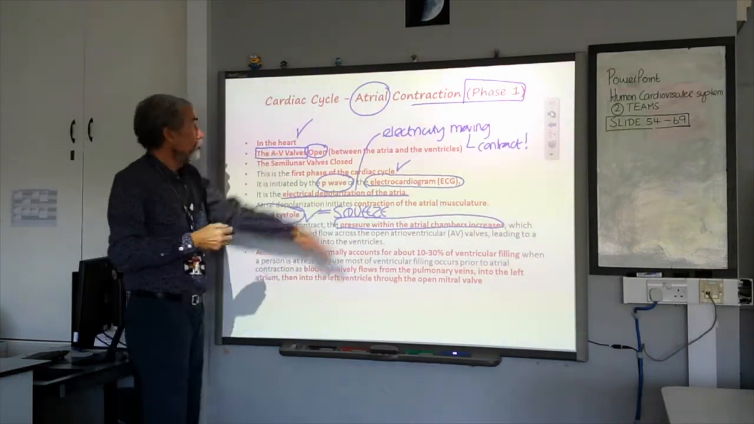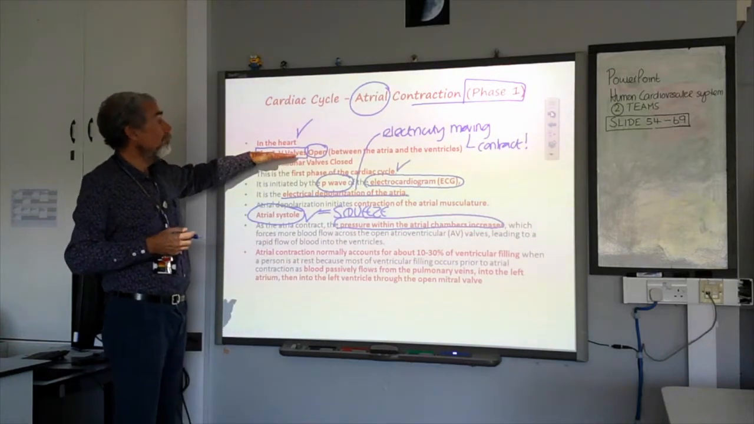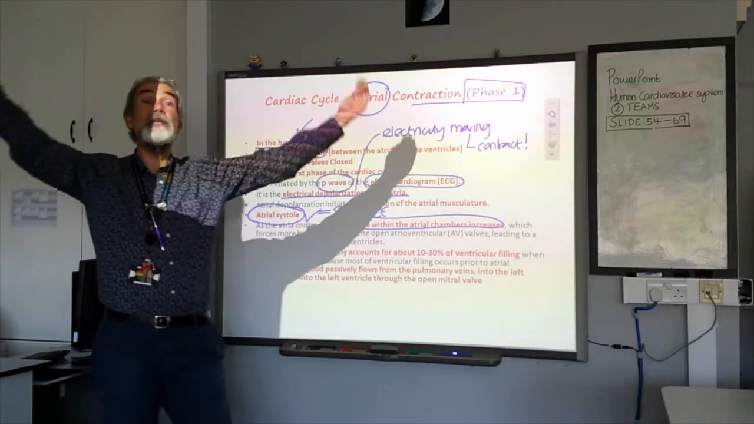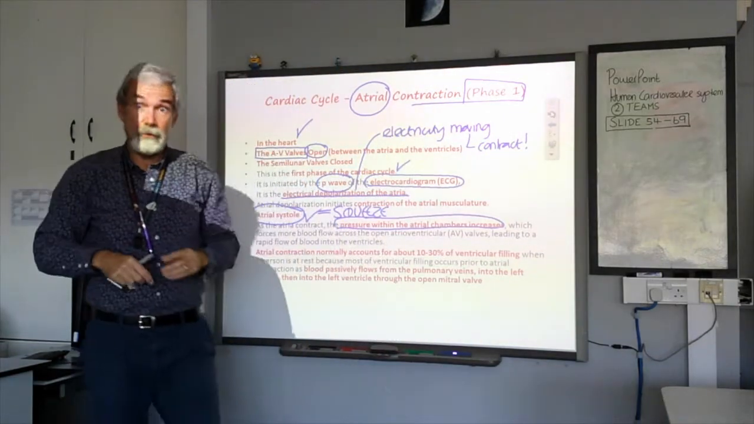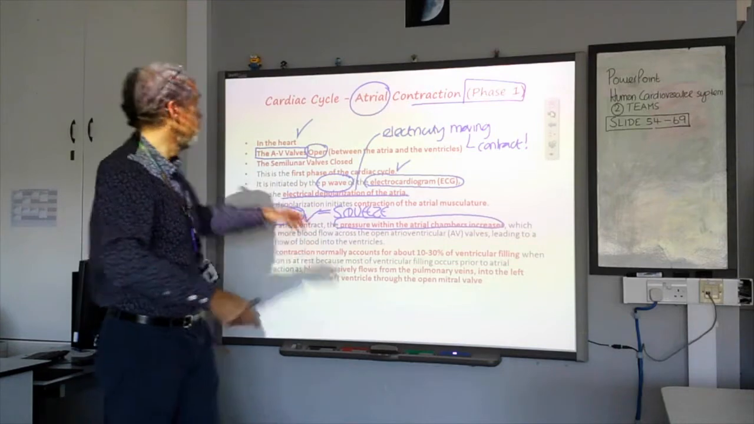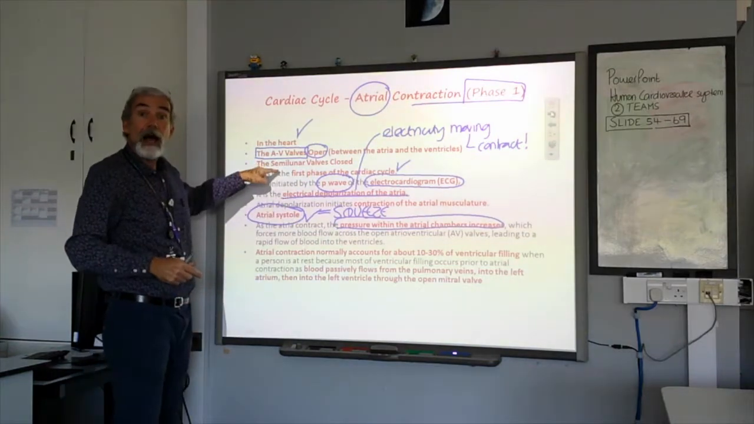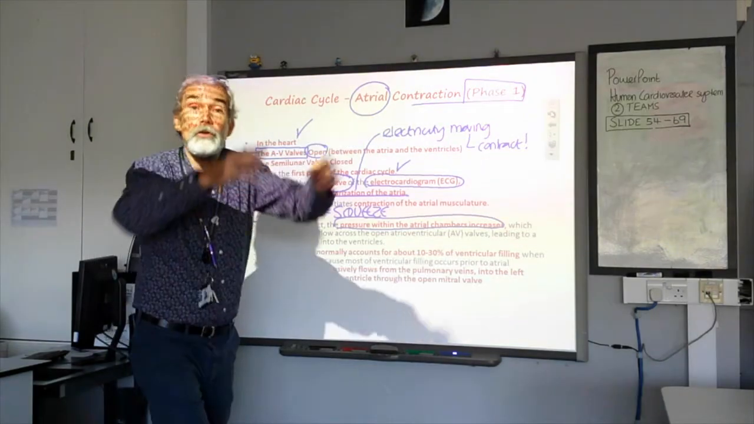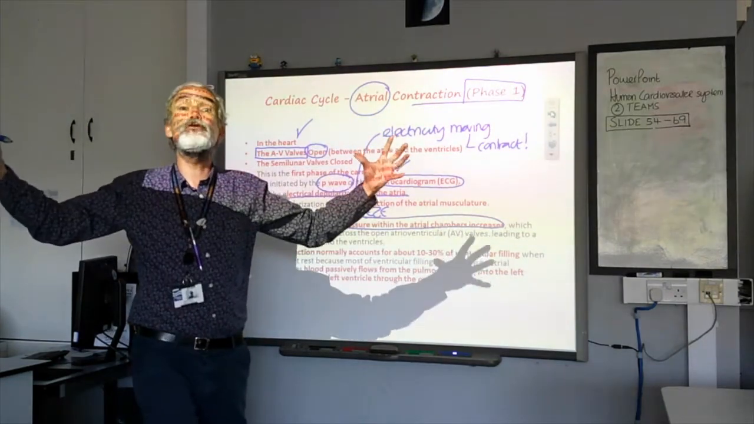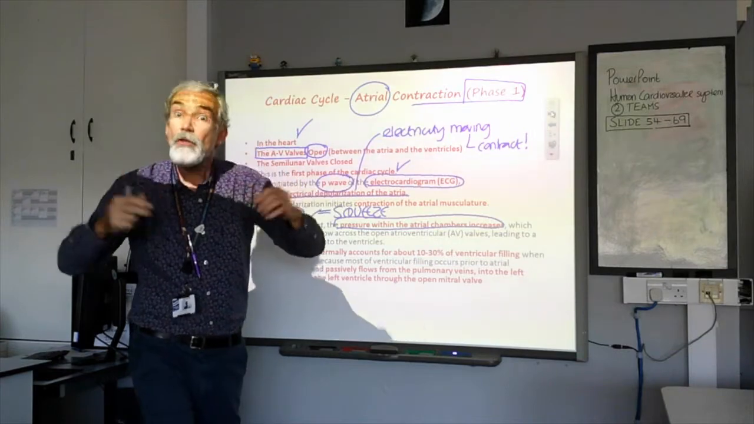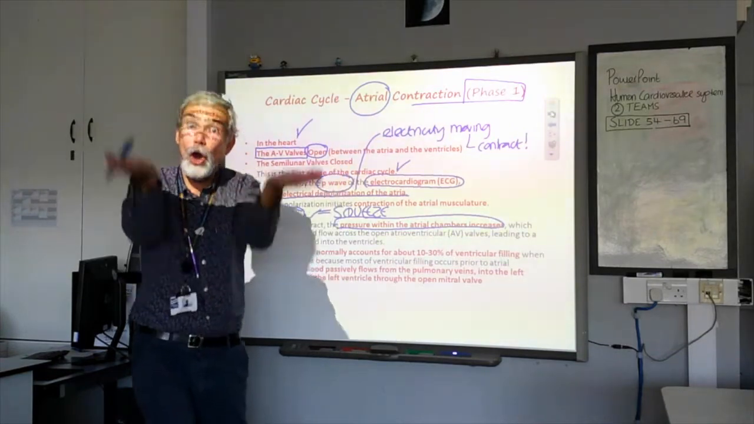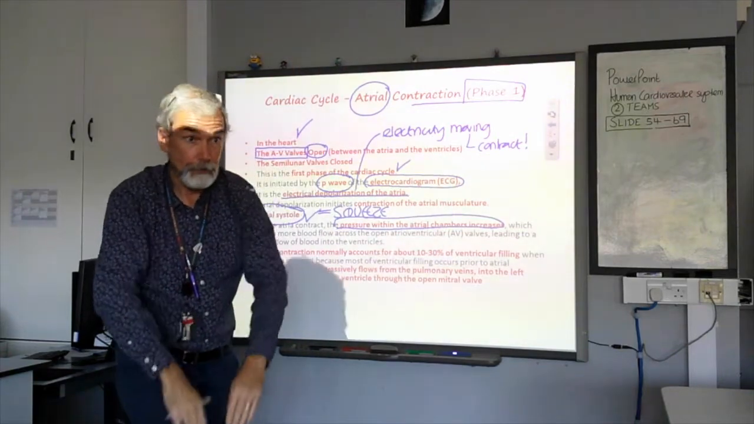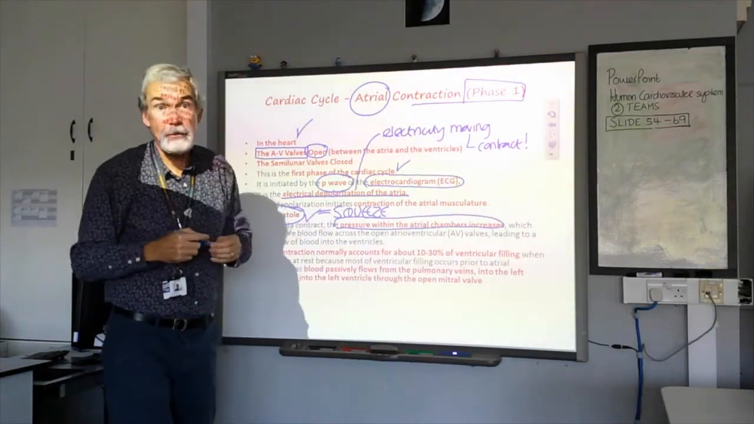So, just as a quick recap, AV valves are open between the atria and the ventricles. Okay? Blood is passively by gravity falling through from the atria into the ventricles. The first time your sinoatrial node kicks in, it's going to send an electrical current out through the atria, getting the atria to squeeze. The pressure in the atria goes up, which means that the remaining blood gets forced through, round about 10 to 30%.